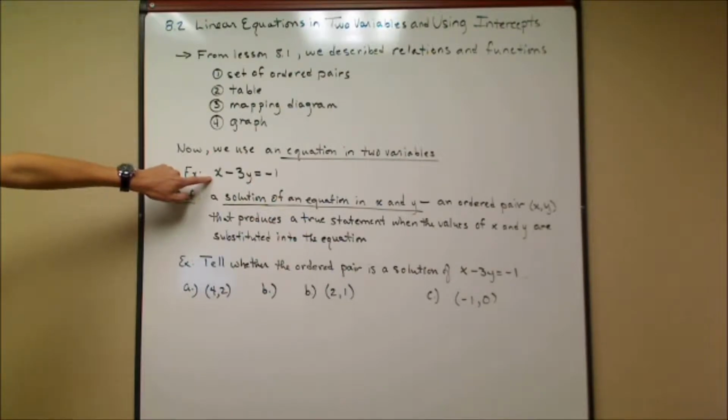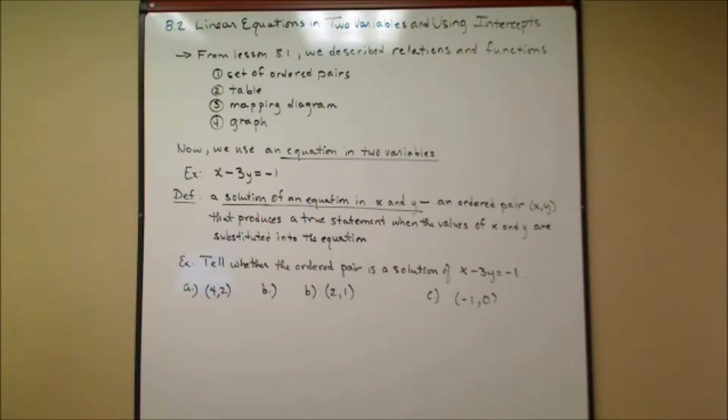x minus 3y equals negative 1. It has the two variables x and y. Those are the two variables that we use most of the time. That kind of matches up with the x-axis and the y-axis on the Cartesian plane, or the coordinate axes. All right, so let's start with the definition of what a solution to an equation like this must look like.